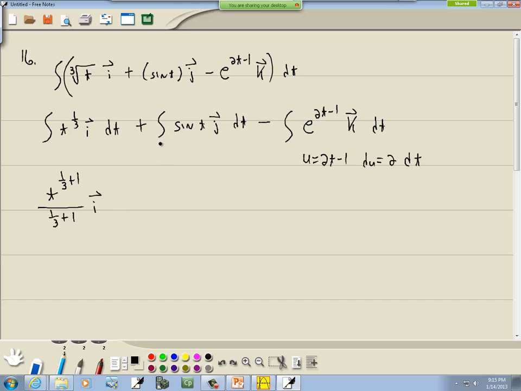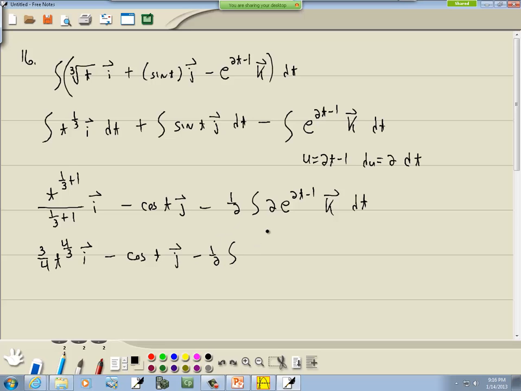For sine, going backwards, this gives us negative cosine. So this is minus cosine t j. And we said we needed a 2 inside, so we'll put a 1/2 on the outside. So 1/2, and then 2e to the 2t minus 1 k. And let's see, this becomes 4/3. So this is 3/4 t to the 4/3 i minus cosine t j. And then this becomes minus 1/2. The 2 dt becomes du, and this becomes e to the u, so e to the u k du.